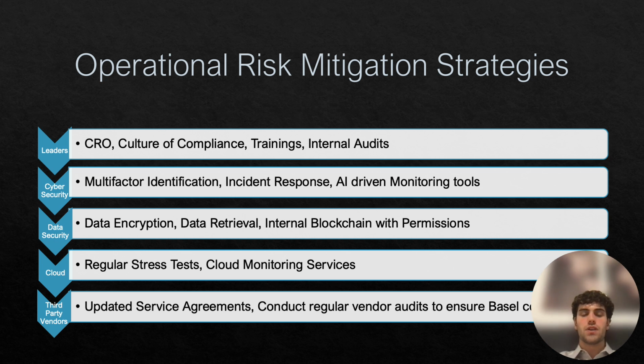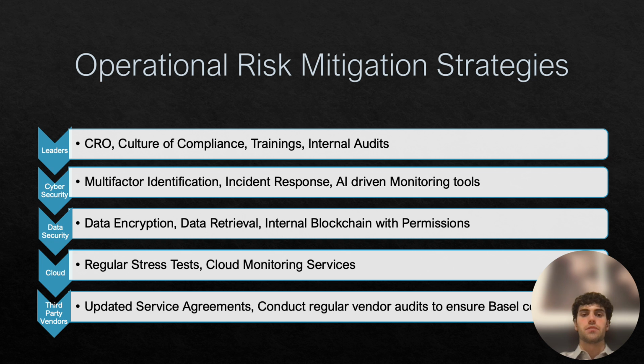To mitigate Robinhood's operational risks, we propose several targeted strategies, starting with empowering its leadership, particularly their chief risk officer, to build a culture of compliance. We recommend conducting operational risk tests that simulate cyber attacks, payment failures, and system outages to ensure that Robinhood can recover their critical services in these scenarios.